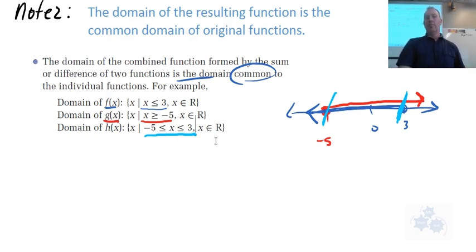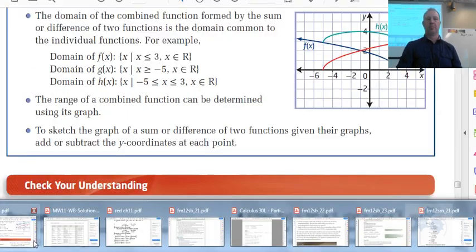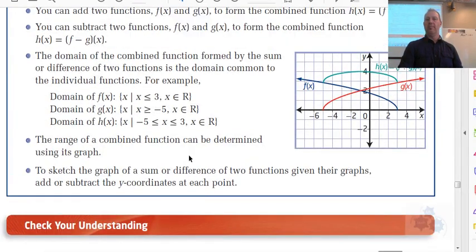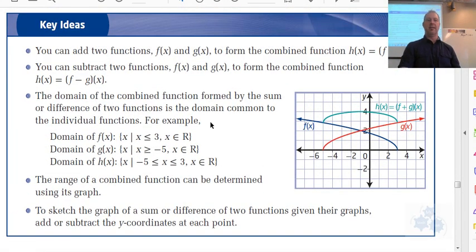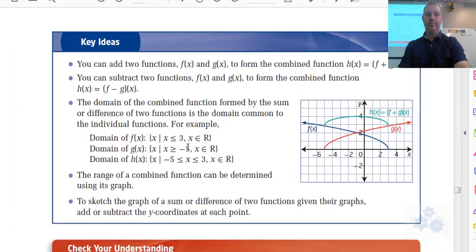Okay? So it may take some time to let all of this sink in, but really, we can add, subtract from the graph, adding or subtracting the y values at a given x, or we can add the expressions of the functions. Okay? Any questions? All right. So here's the key ideas, and again, I'll flash up your assignment here for you.